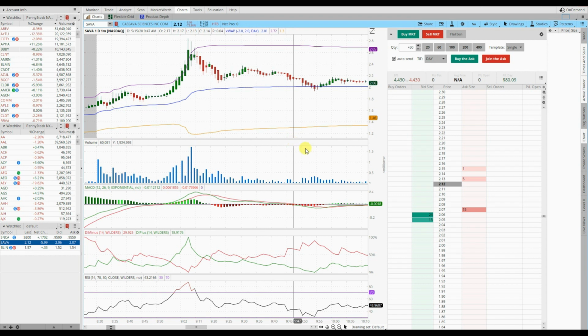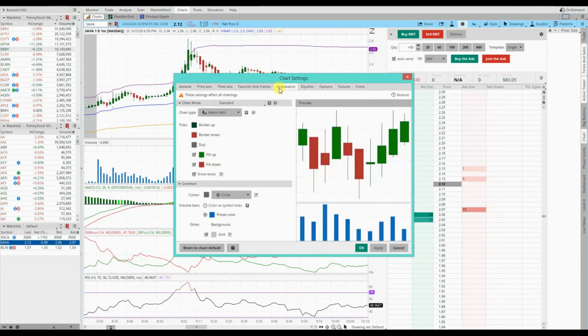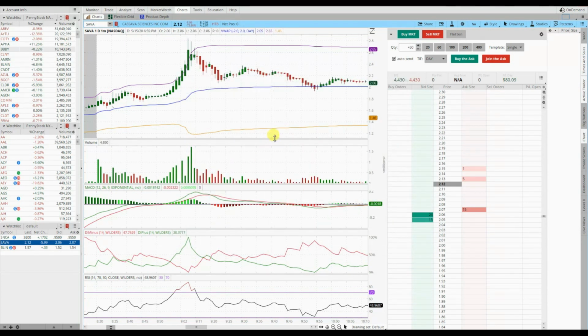Let's get started. Before I talk about my indicators, I want to make a few changes. The volume bars, I want to have those be the same color as the candles. So to do that, you're going to want to go to settings here in the chart, appearance. Right here it says volume bars. I'm going to click here, and now they will be the same color as the candle. Press apply, click apply.